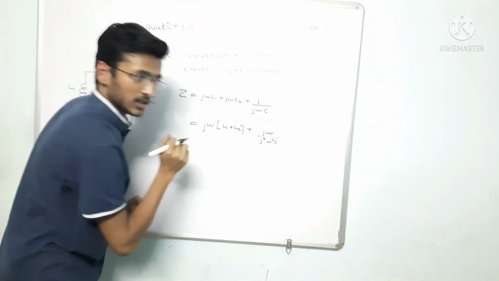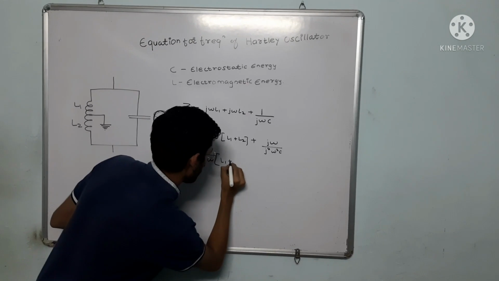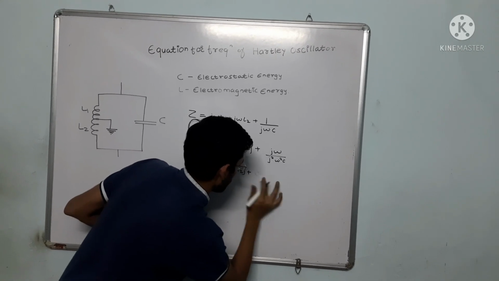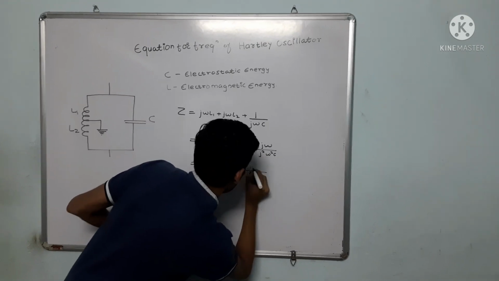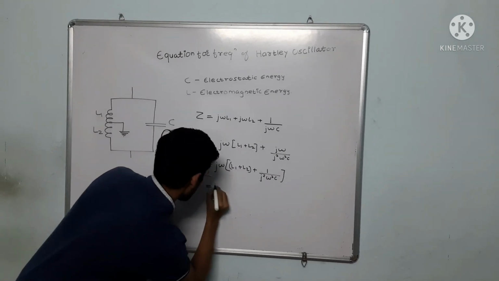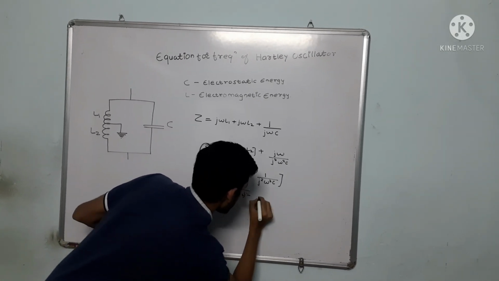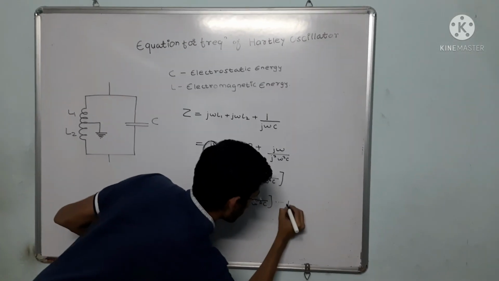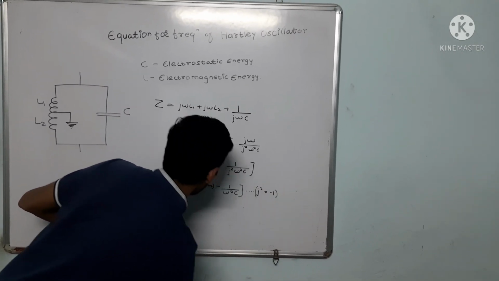Now from this term also we can take j omega common. So the whole equation becomes j omega (L1 plus L2) plus omega upon 1 upon j square omega square C. This can be further written as j omega (L1 plus L2) minus 1 upon omega square C. We have used the minus here because j is an imaginary term, so its square will be negative. That is, j square is equal to minus 1.